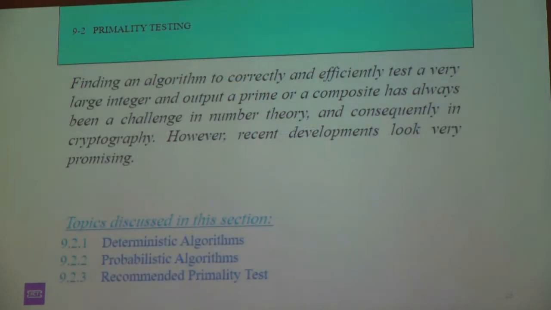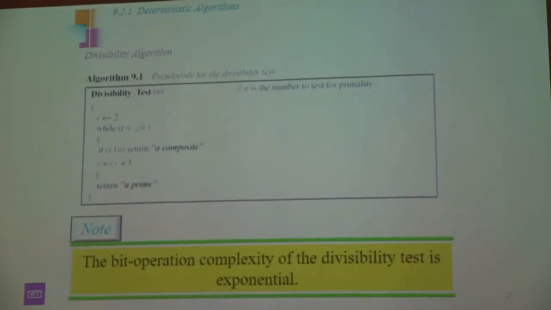Now we move to primality testing. When we have a number, we need to test if it's a prime, right? As we said, there are deterministic algorithms and there are probabilistic algorithms. We will cover a few here. For the deterministic algorithms, the first one is the divisibility algorithm. You try all the numbers, and if the number divides by anything other than itself and one, then it's not a prime.